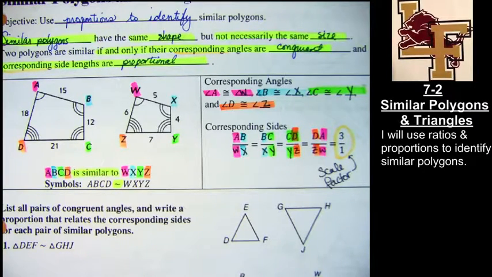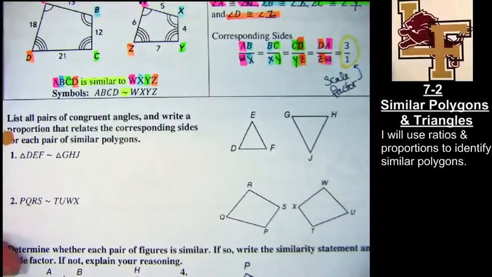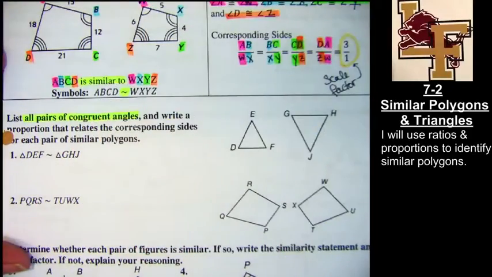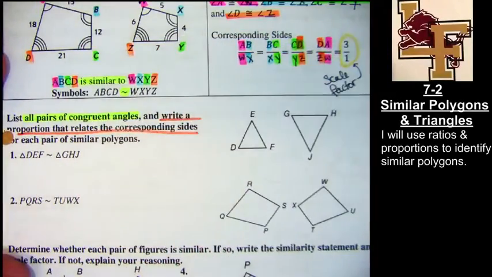All right, we're going to practice finding those corresponding corners, writing the corresponding angles congruent, finding the proportion for those corresponding sides, and calculating a scale factor. Let's look at number 1. We're going to list all the pairs of congruent angles. And then we're going to write a proportion for all of the corresponding sides.